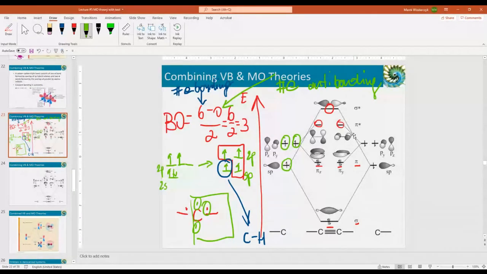Yes, it was wrong because then you will get the negative value, yeah? And you cannot have a negative value for the bond. You can have a 0 value, which means no bond, but not the negative value. Okay, and then I already told you about the sigma bond here.